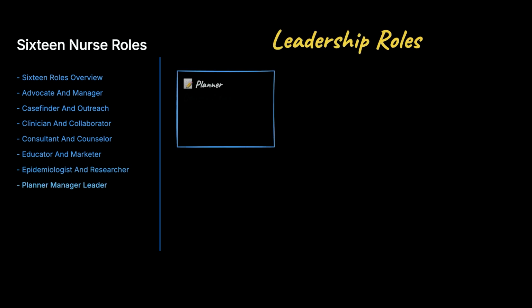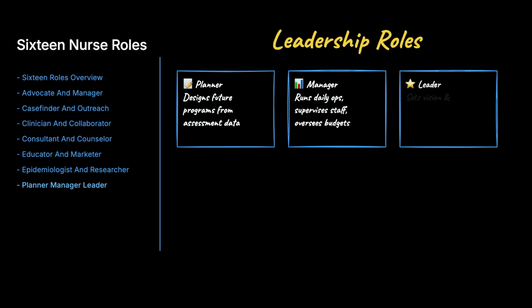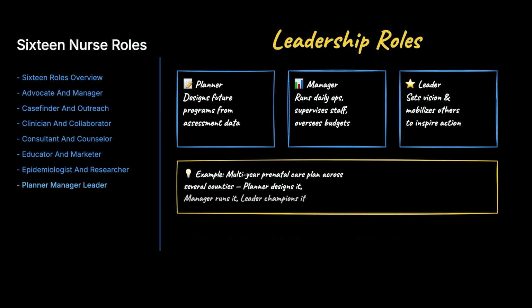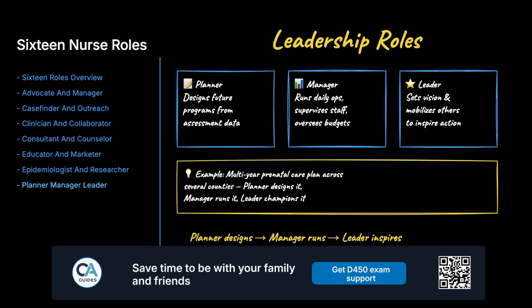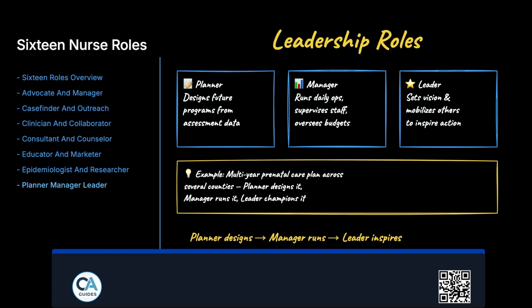The leadership and program roles are the health planner, manager, and leader. A health planner designs future programs from assessment data, like a multi-year plan for prenatal care across several counties. A manager runs daily operations, supervising staff and overseeing budgets. A leader sets vision and mobilizes others. Planner designs, manager runs, and leader inspires.